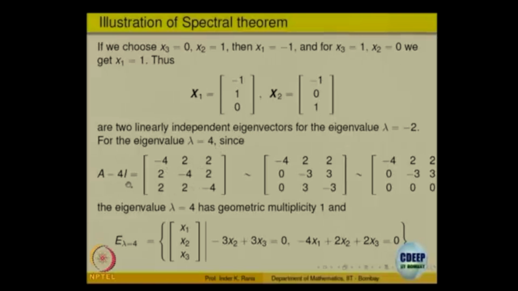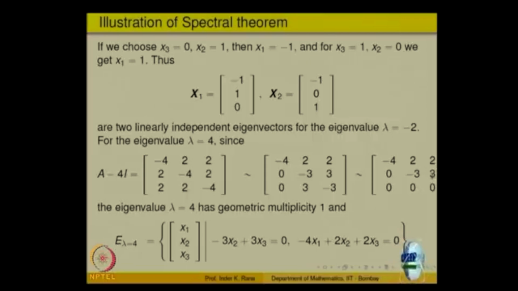So A minus lambda I: along the diagonal it becomes minus 4. Reduce it to row echelon form, and it comes out like this. So one row is 0, 2 rows are non-zero, so the rank of this matrix is equal to 2. Rank is equal to 2, nullity is equal to 1, so only a one dimensional null space. So you can find that. How do you find that? For the last equation, what will it give you? Minus 3x2 plus 3x3 is equal to 0.